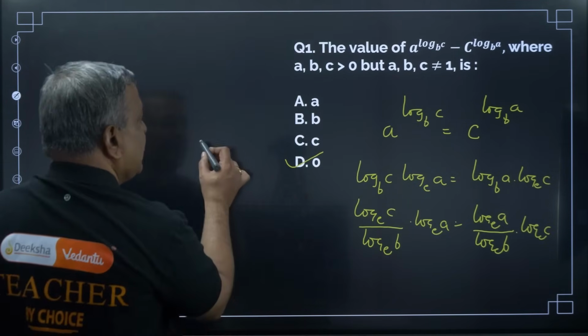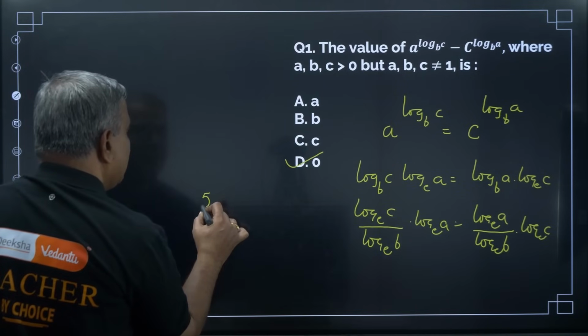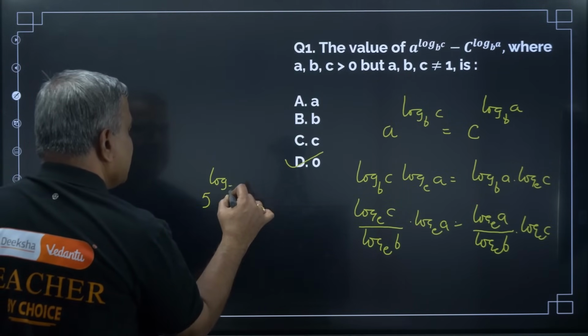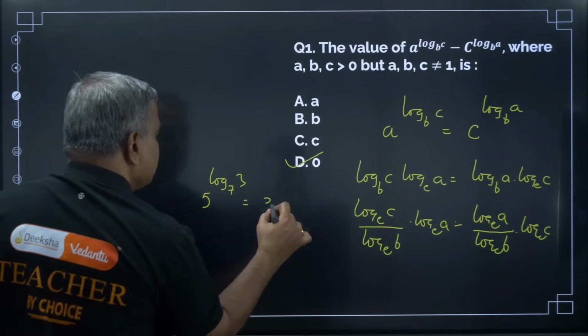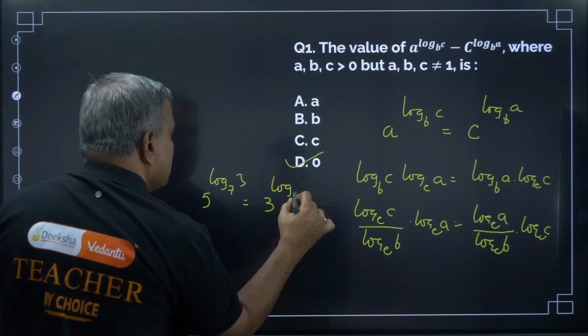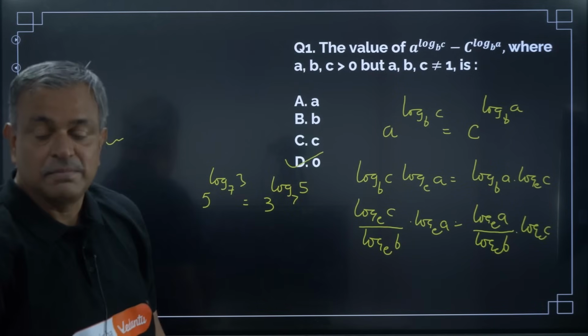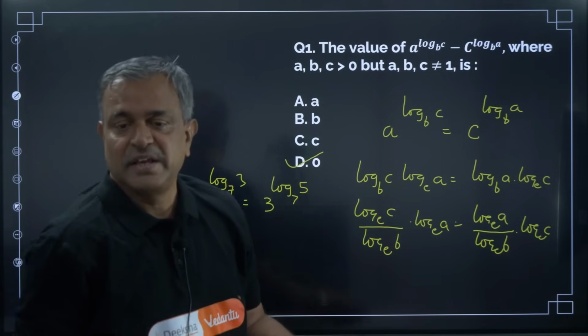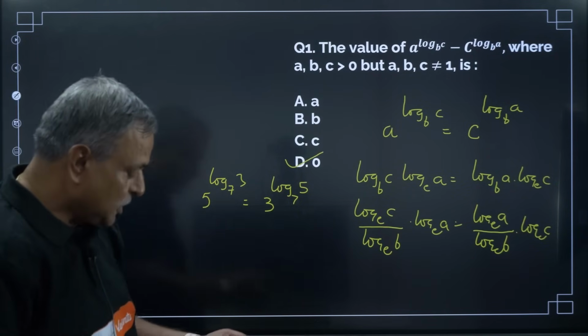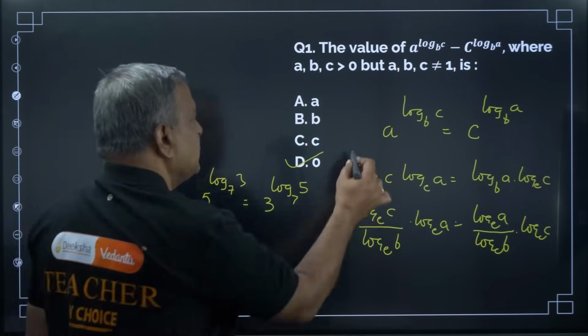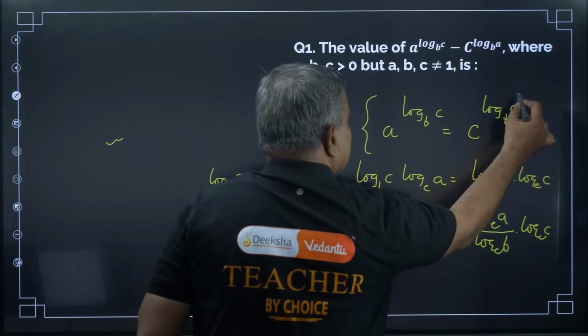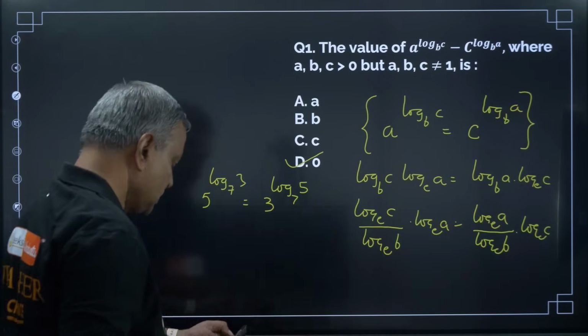For your convenience, I will take one example. 5 to the power log base 7 of 3 minus 3 to the power log base 7 of 5. Both values are the same. Tomorrow they will change the values and give it to you, so the answer will be 0. This is the concept. On the right hand side of your notebook, please write down the concept.